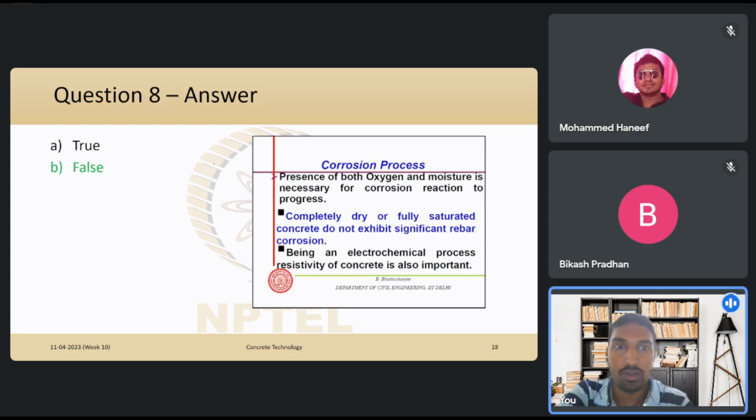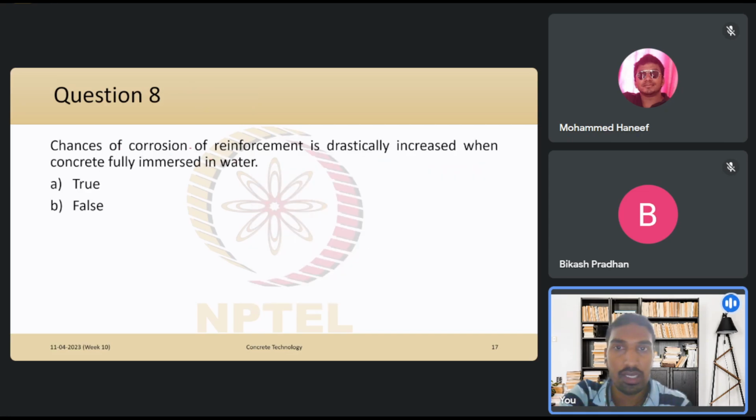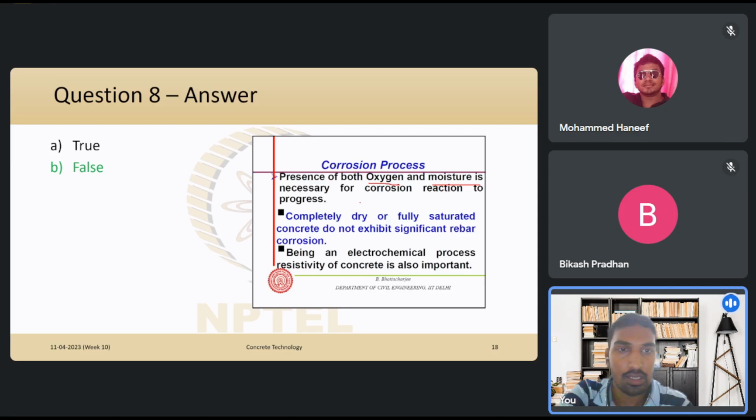So we need to understand what the requirements are for corrosion to occur. For corrosion to occur, we need two things, which are oxygen and moisture, right? Both are necessary for corrosion to occur. But here we are looking at a situation where it is fully immersed in water. So what happens? When it is fully saturated, you will have moisture, but you will not have access to oxygen, right? So one of the components that is required is eliminated.